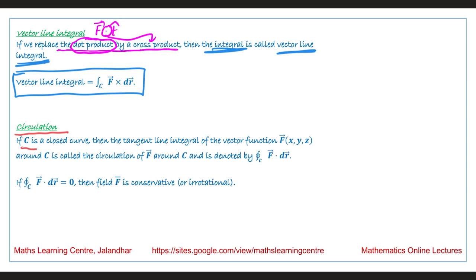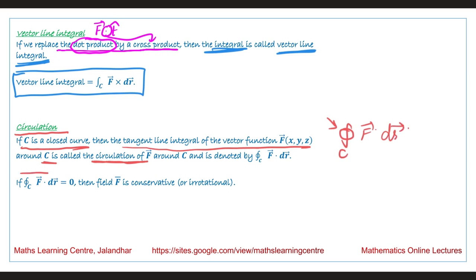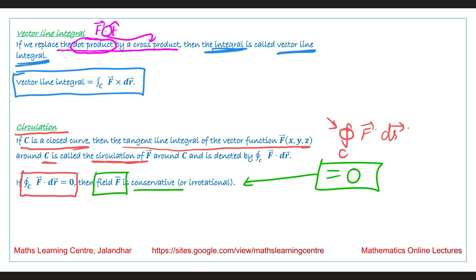So if c is a closed curve, then the tangent line integral of the vector function f vector xyz around c is called the circulation of f vector, and it is denoted by this. This is representing the circulation, the closed curve on which we are talking about the integral. And if the value of this circulation is equal to 0, then the field f vector is conservative, or we are saying it is an irrotational field.